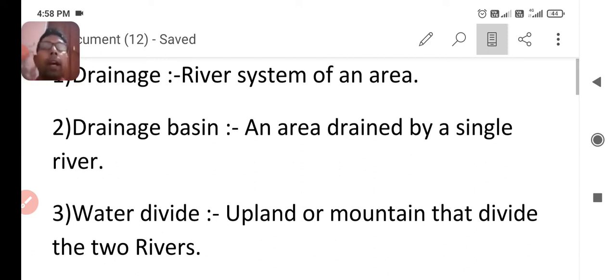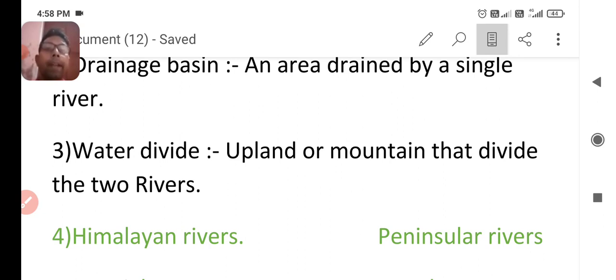And the third point is water divide, an upland or mountain that divides two rivers. For example, here is river A and river B. Between these two rivers there is an upland or mountain, and this mountain or upland which divides the two streams or two rivers is known as water divide, as the word shows. I think you got the third point also.